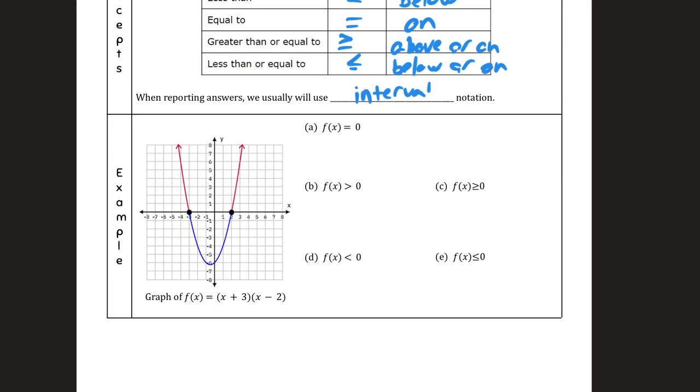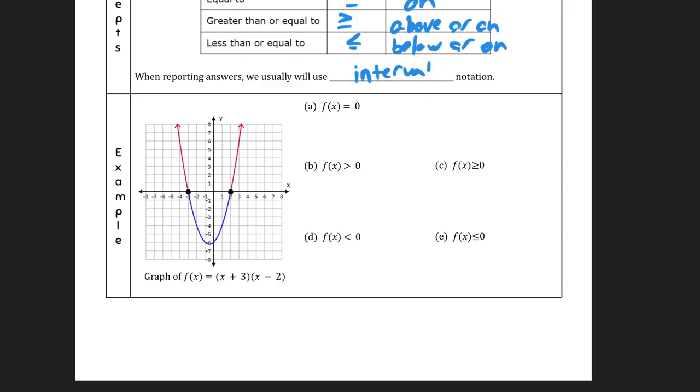So then our first example: the graph is provided for you, and the equation is underneath. It's in its root form, so we have f of x equals x plus 3 times x minus 2, which means we have x-intercepts or roots at -3 and at +2. Those are the 2 points graphed for you. Then it gives you a set of inequalities. Where is this function equal to 0? That's where it's on the x-axis, so at x equals -3 and x equals 2.